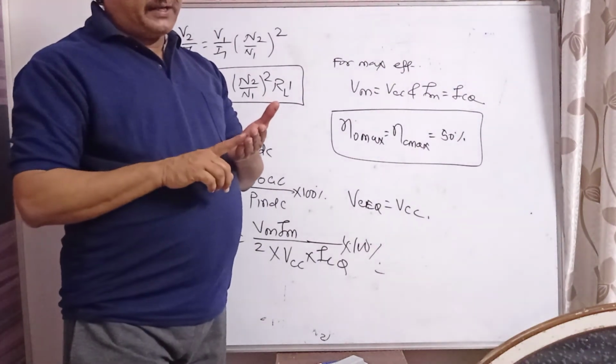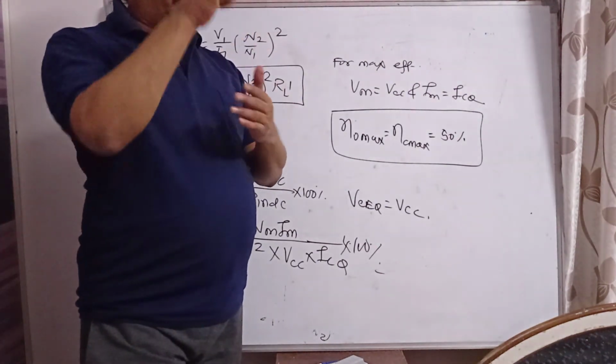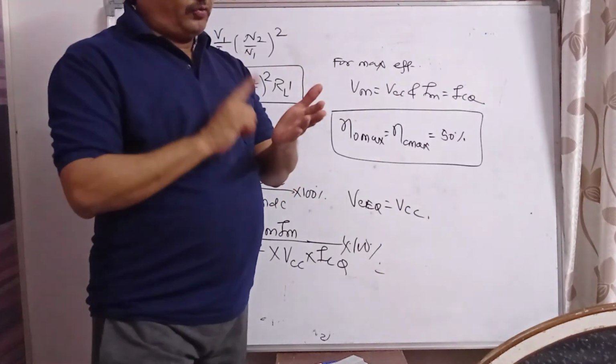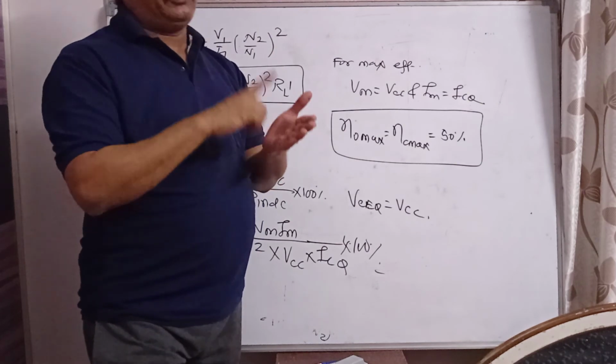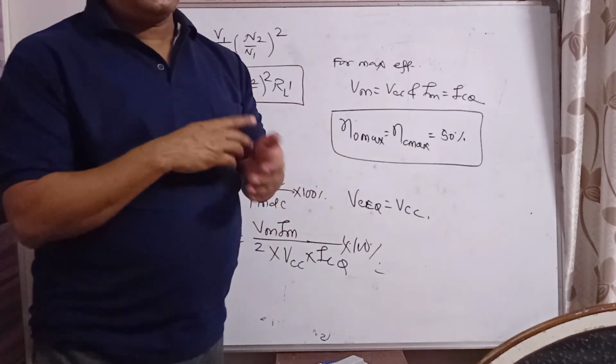The primary is connected to VCC, so V1 is equal to VCC. The current flowing through VCC is ICQ. It is also flowing through the primary, so it is I1. So V1 is equal to VCC and I1 is equal to ICQ are the primary values. V2 and I2 are the secondary values.